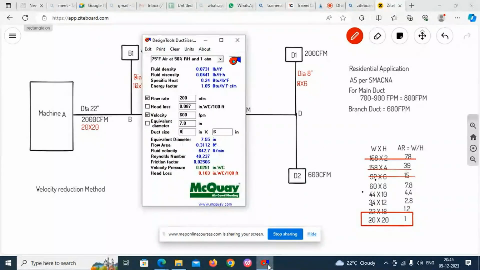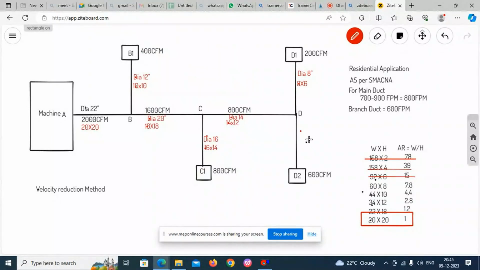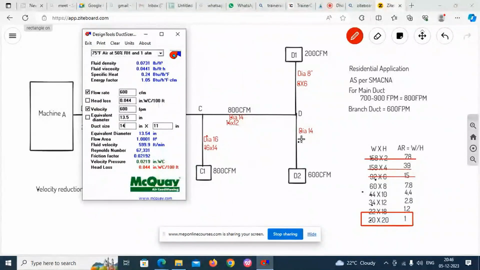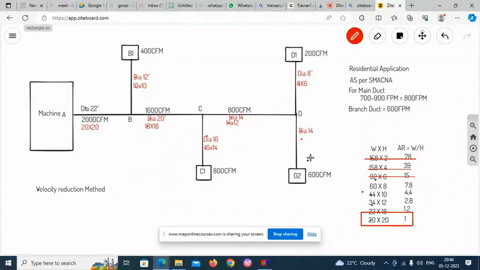Next, D to D2, which is 600 by 600, 13.5 dia, 14. And so this is also 14 by 12. So in this criteria, statement 5 applies. So this is the preceding duct and this is the forward duct.